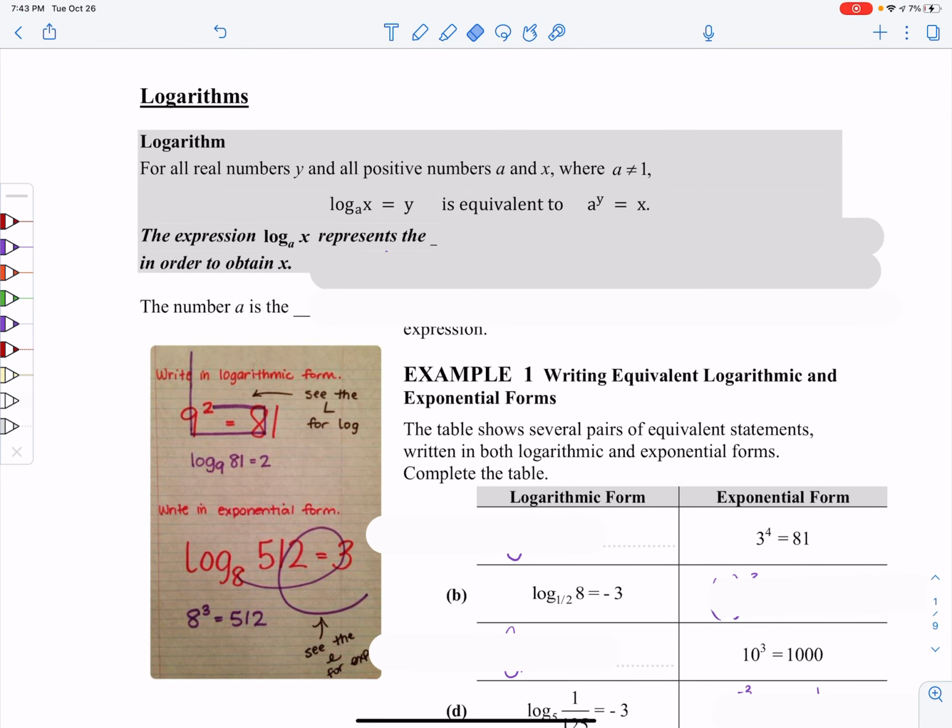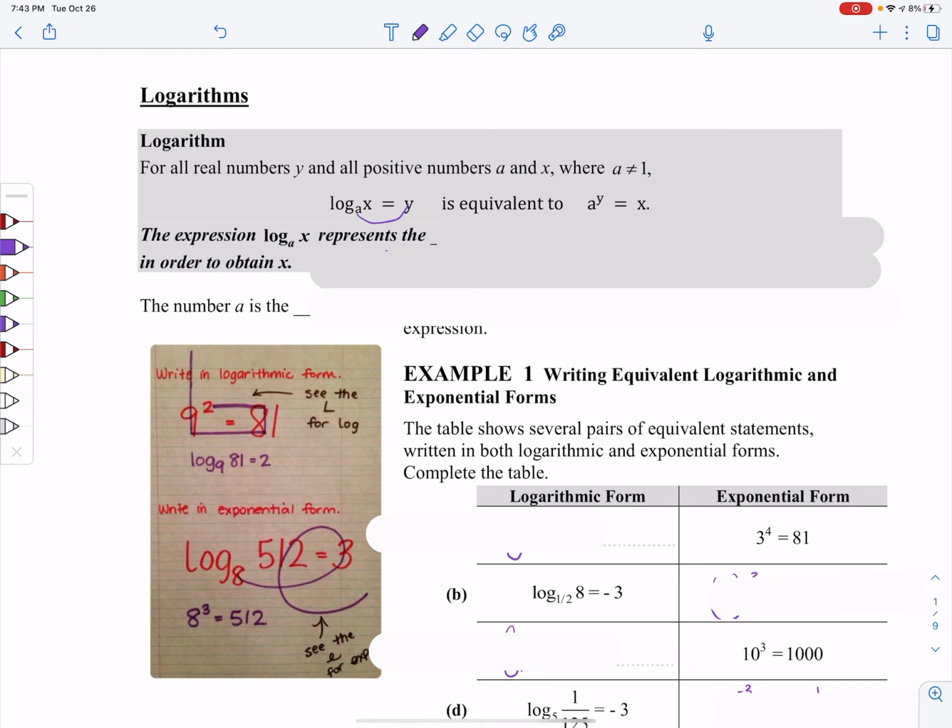For all real numbers and all positive numbers a and x, where a is not allowed to equal 1, we would say the log base a of x is equal to y. And that is the same statement as a raised to the y power is equal to x. Now, the way I like to think about the difference between the two, if I want to switch a logarithm into an exponential, is I'll start with my base of a, and I'll raise it to the y power, and that's going to be equal to x.